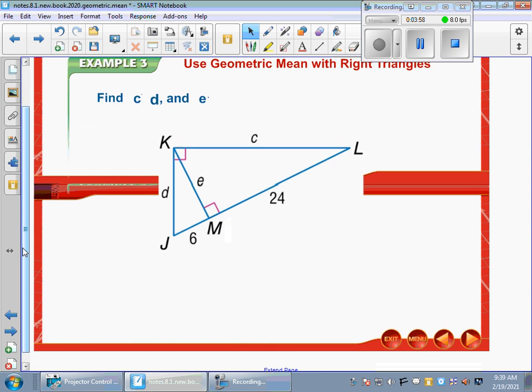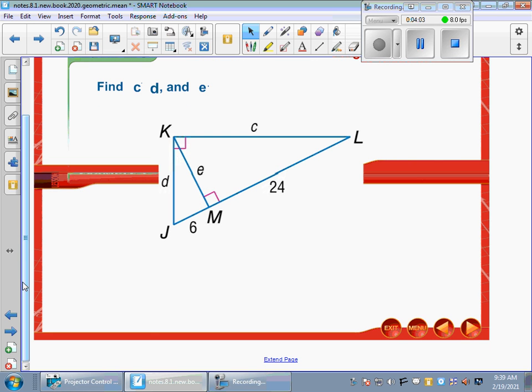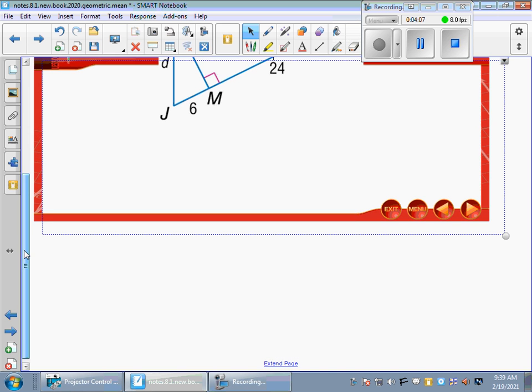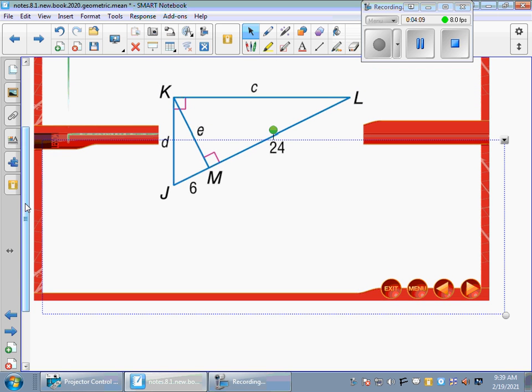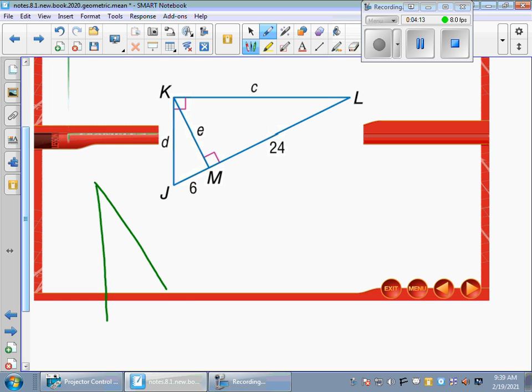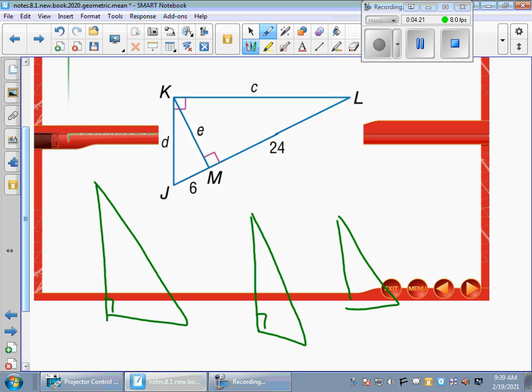So we want to find C, D, and E, and if you look at that, there's a lot of letters, only a few numbers. So what we're trying to do here is work with that. And again, this starts for me with the 3 triangles. Here's the big one, here's the medium-sized one, and then here's the smaller one. And again, that's just giving me a way to set this up.